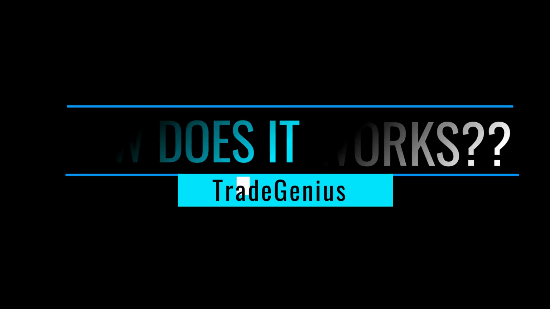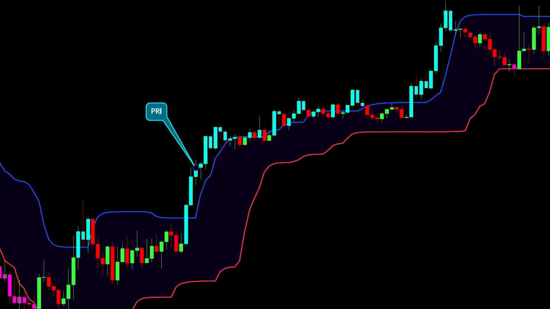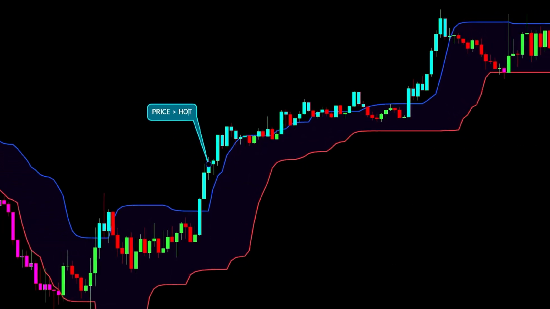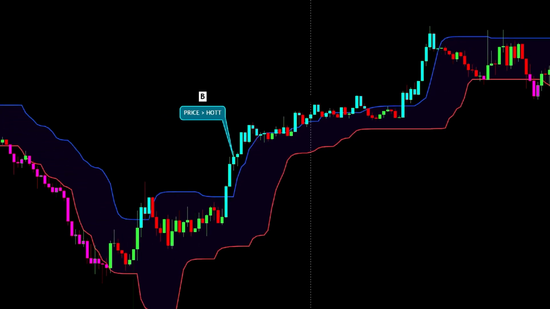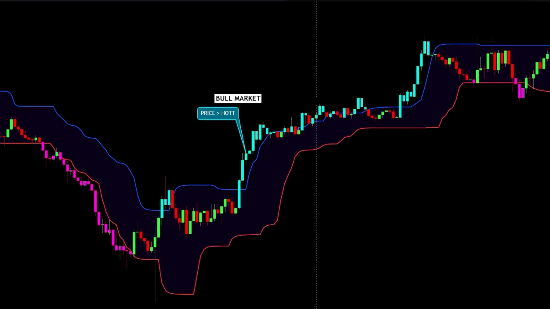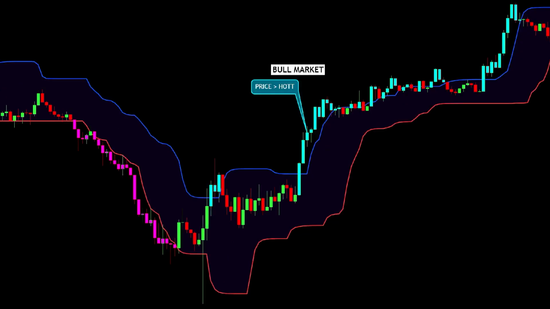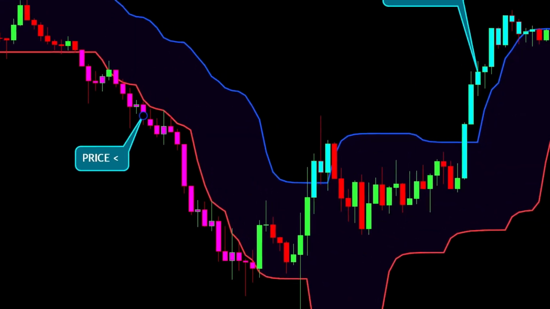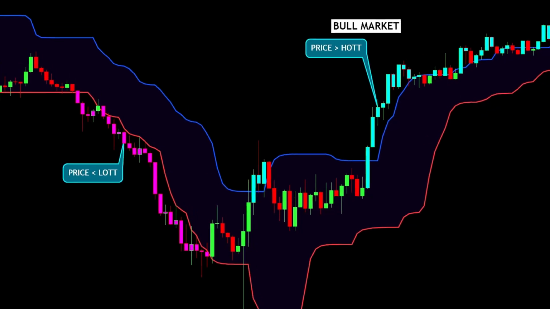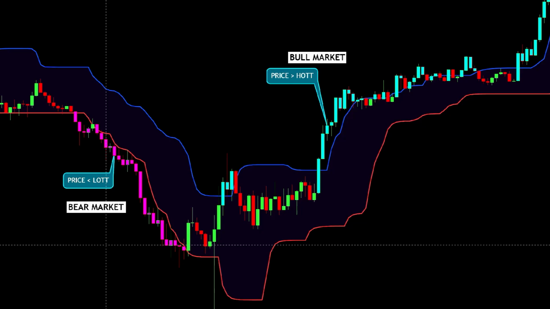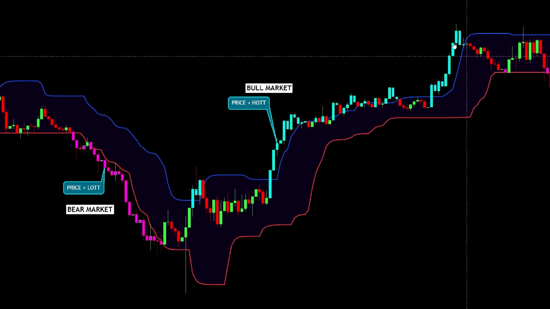Picture this. The price candles start pushing above the HOTT line. Boom. That's often a sign of an uptrend and what we call a bull market, like the market's charging full steam ahead. Now, flip the script. Imagine those candles dropping below the LOTT line. That could mean a downtrend, a bear market. Time to be a little more cautious.